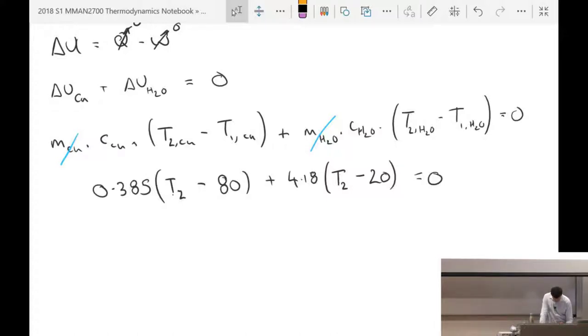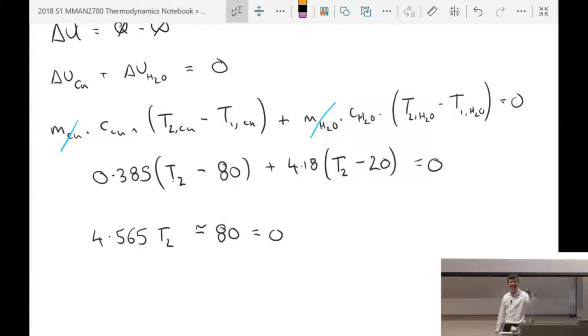Which is, what are you... 4.56385. What are you, minus 80 plus 80 times 0.3 is about 35. 80-ish. Sorry, what's that number? Yeah, go.